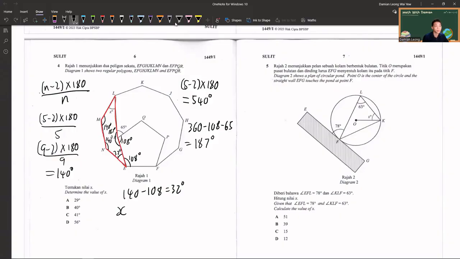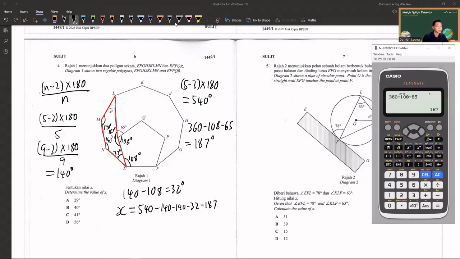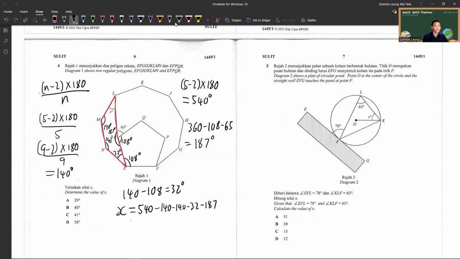So X value, okay, nilai X kami gunakan 540 darjah. Tolak dengan setiap nilai sudut yang lain. Okay. So minus 140, minus 140, minus 32, minus 187. 540 minus 140 minus 140 minus 32 minus 187, which I get 41. So X is 41 degrees, 41 darjah. Okay, jawapan C.